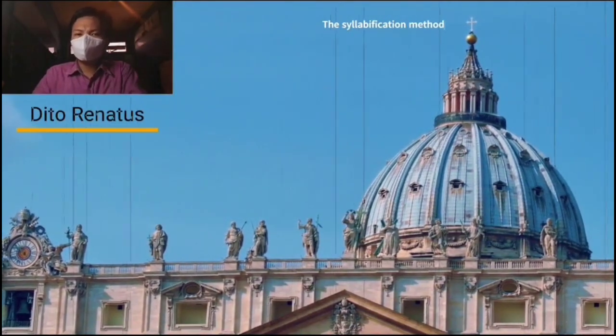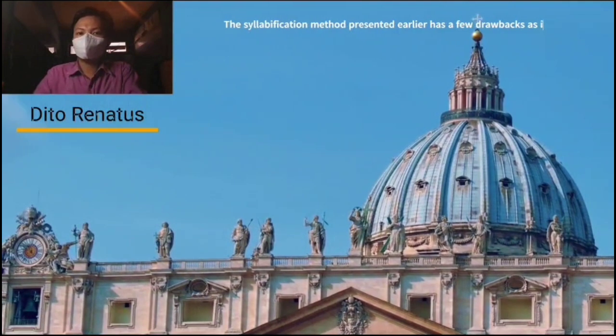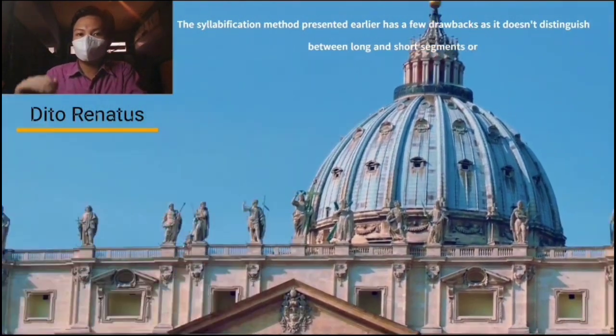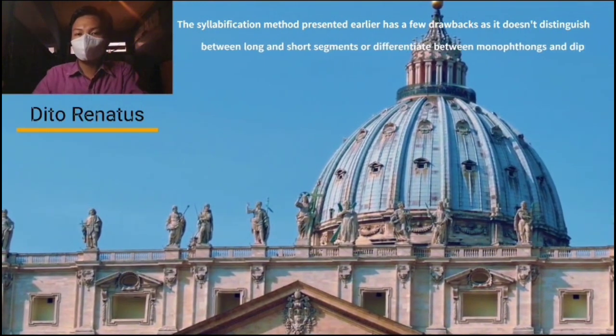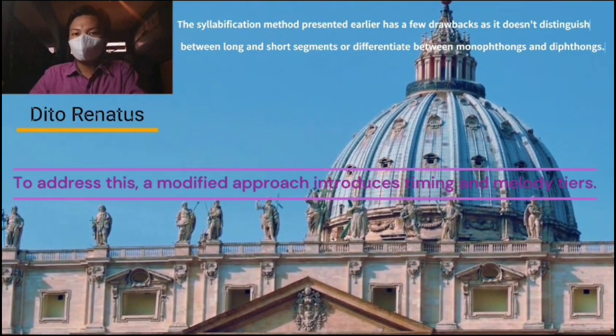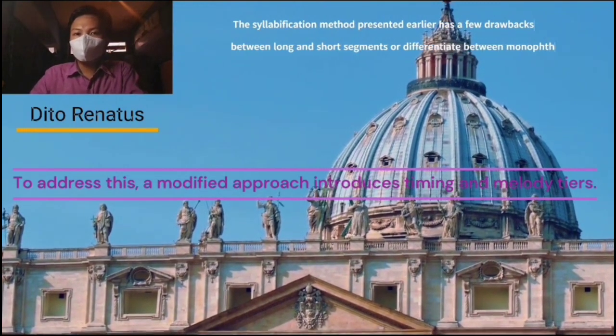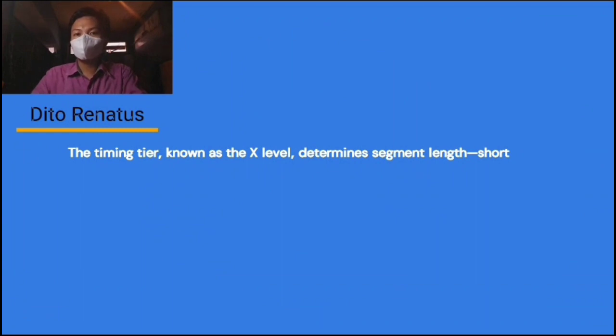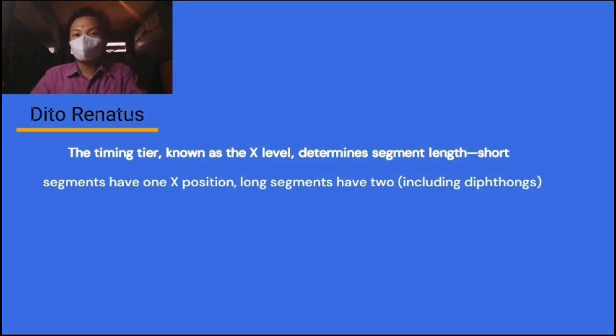The syllabification method presented earlier has a few drawbacks, as it doesn't distinguish between long and short segments or differentiate between monophthongs and diphthongs. To address this, a modified approach introduced timing and melody tiers. The timing tier, known as the X tier, determines segment length. Short segments have 1 X position. Long segments have 2, including diphthongs.